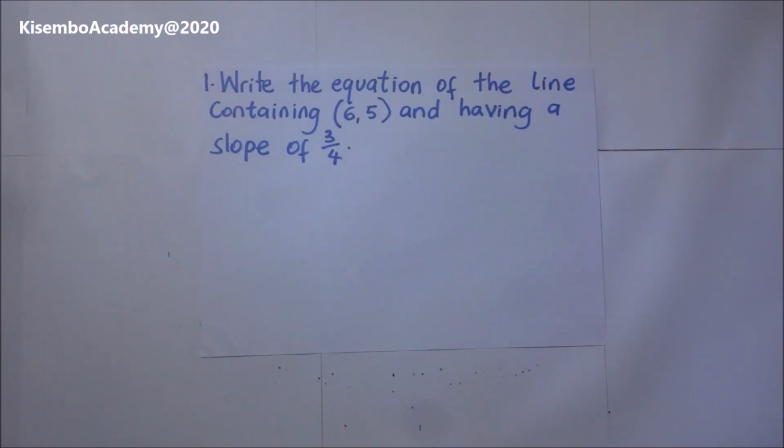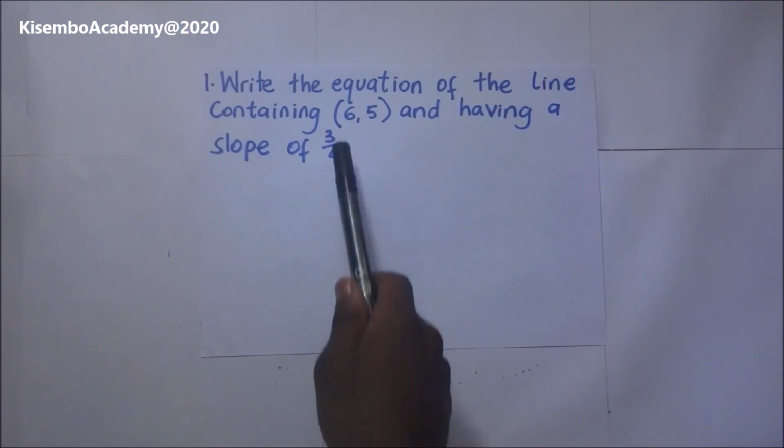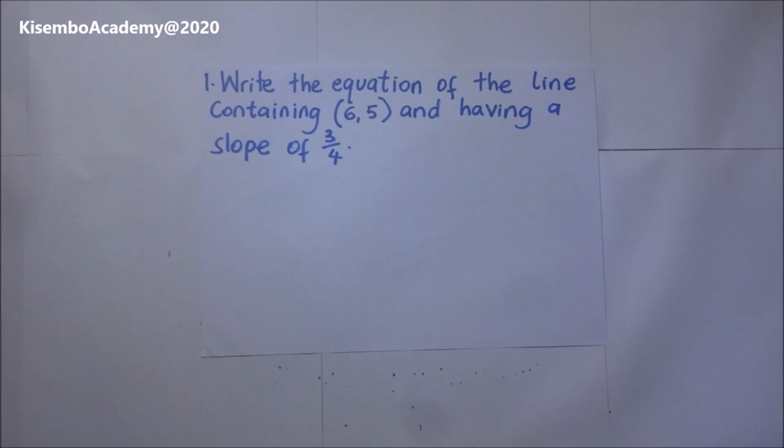In writing the equation of the line containing (6,5) and having a slope of 3 over 4, I'm going to write this equation in two forms. There is what we call the point-slope form, and then there is the slope-intercept form. So we'll begin with the point-slope form.